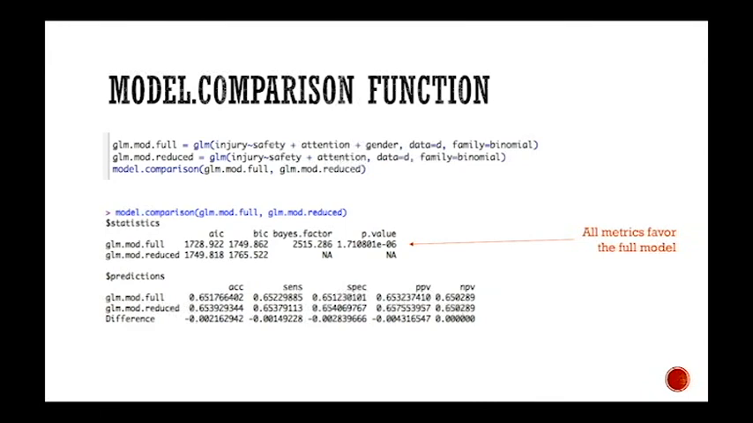And if you look at that, all metrics favor the full model, because remember, a smaller AIC is better. The AIC, the smaller number, belongs to the full model. The BIC, the smaller number, is the full model. The Bayes factor is 2,515. So according to the Bayes factor, the full model is 2,515 times more likely than the reduced model, though take that with a grain of salt because it's only an approximation to the Bayes factor. And then the p-value is super small. And remember, when the p-value is small in a model comparison, we favor the bigger model, the full model, in this case the one that has gender in addition to attention and safety. And so all those metrics agree that the full model is better.